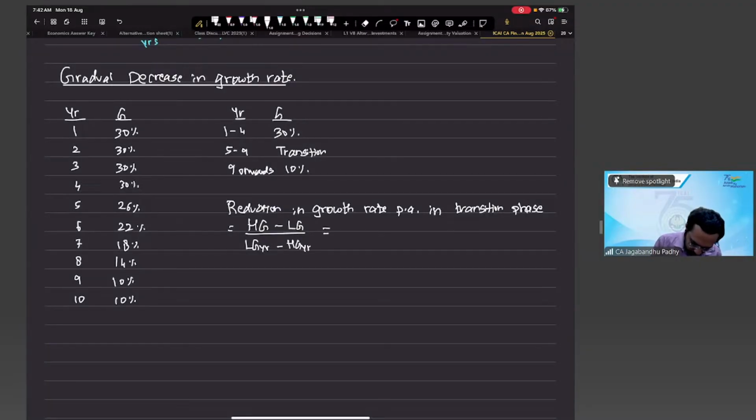So basically high growth is 30% minus low growth is 10%, upon the low growth year, which is year 9, minus the high growth year, which is 4. So every year, 20 divided by 5, there is a 4% fall in the growth rate. Makes sense, guys? Okay, so you can see that we have reduced the growth rate every year by 4%.